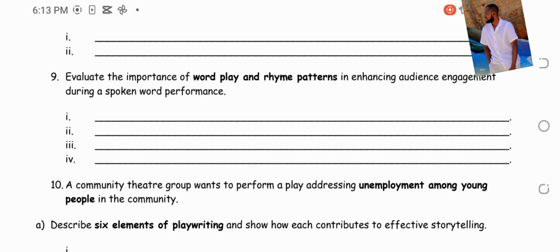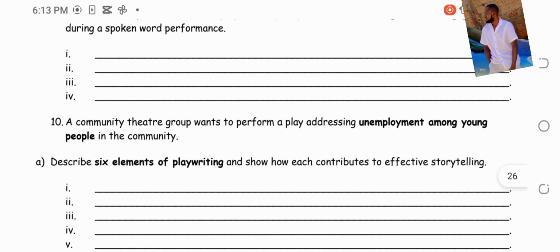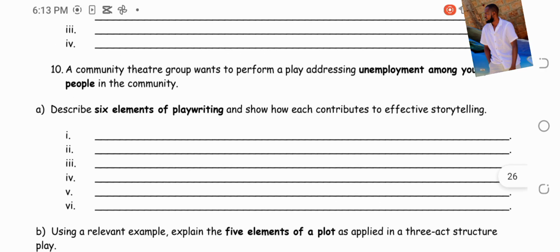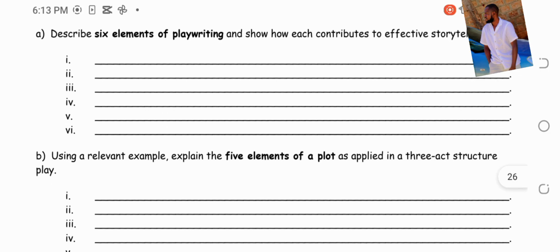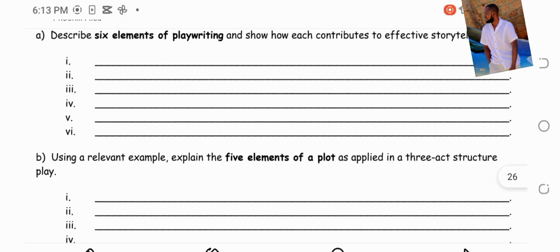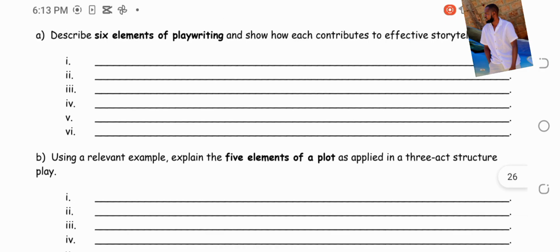Then number 10 says a community theater group wants to perform a play addressing unemployment among youth people in the community. Describe 6 elements of playwriting and show how each contributes to the effective storytelling. Number 1, we say elements of playwriting. They are just elements of a play. We have plot, character, setting, dialogue, theme, and conflict, among others.